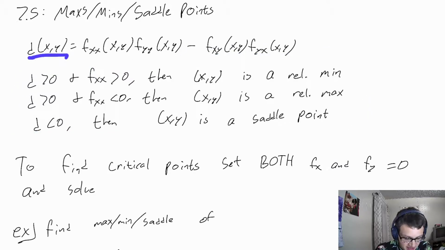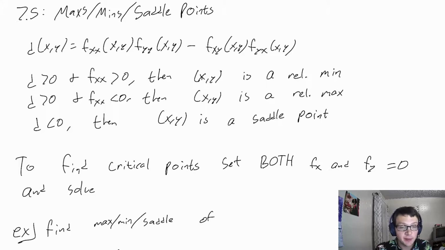And then we also need to memorize this kind of table of results. So if this d is bigger than 0, and this fxx is also bigger than 0, then xy is going to be a relative minimum. If d is bigger than 0 and fxx is less than 0, then here we're going to have a relative maximum. And if d is less than 0, then we're going to have a saddle point.